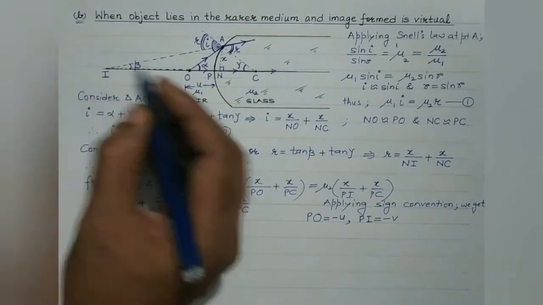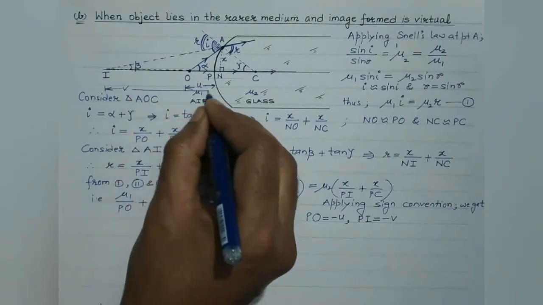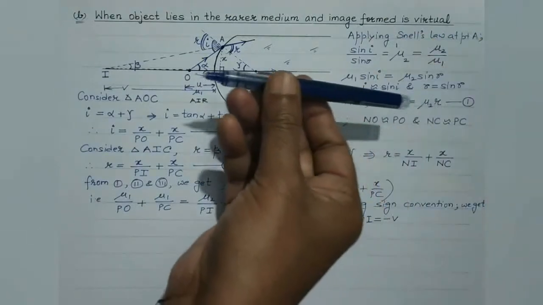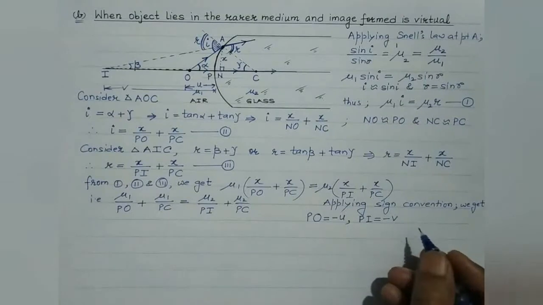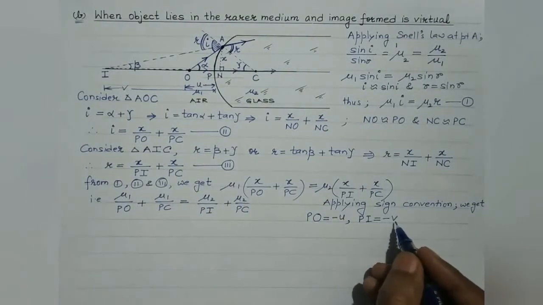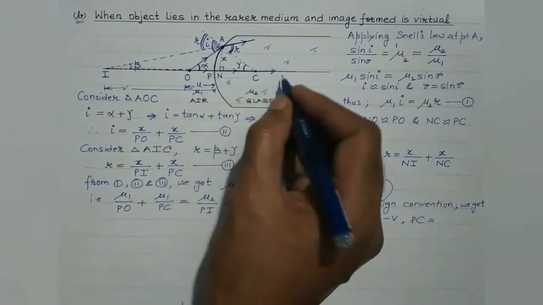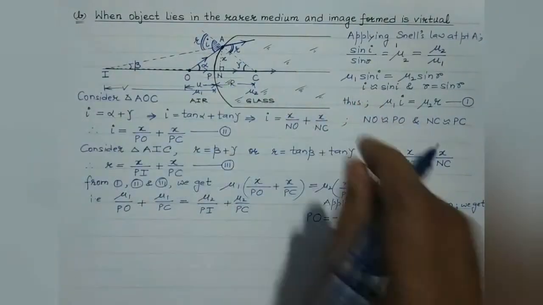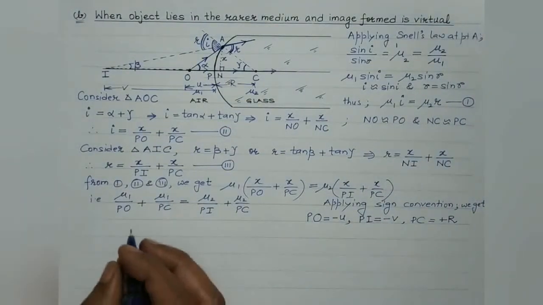You can see this is the image. So this distance is v, isn't it? This distance is v. Now incident ray is from left to right. PI is measured from right to left. So it has to be taken as negative. And for a virtual image, its distance is always to be taken as negative. And PC is in the same direction as that of the incident ray. So it has to be taken as positive. So let's substitute these values over here.